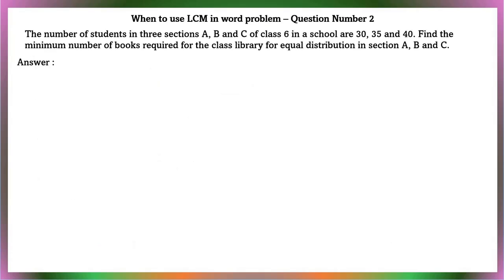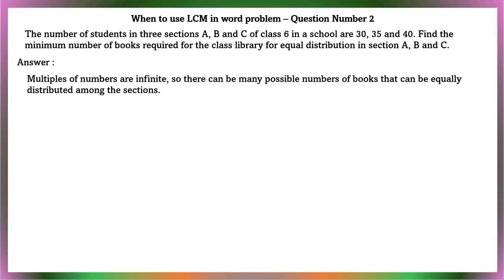Question number 2. The number of students in 3 sections A, B and C of class 6 in a school are 30, 35 and 40. Find the minimum number of books required for the class library for equal distribution in classes A, B and C.